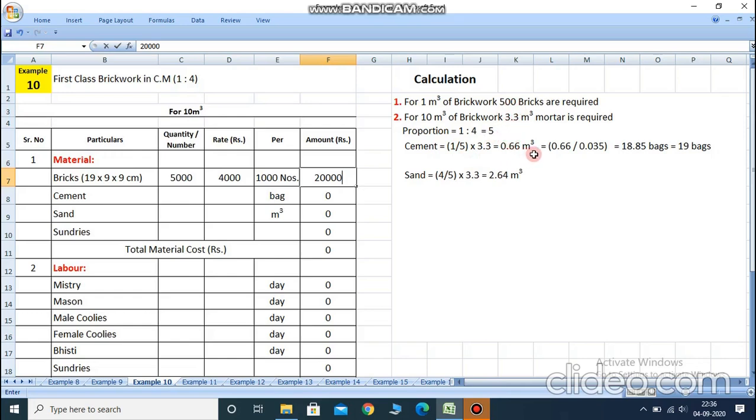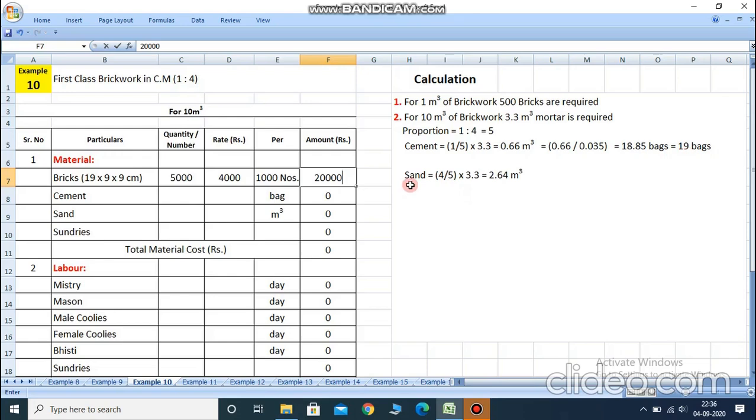So here we got cement in meter cube, but cement is always taken in the number of bags. So we divide by the volume of 1 bag of cement. So 0.66 divided by 0.035. So 18.85 bags, means 19 bags are required to complete the 10 meter cube brickwork.